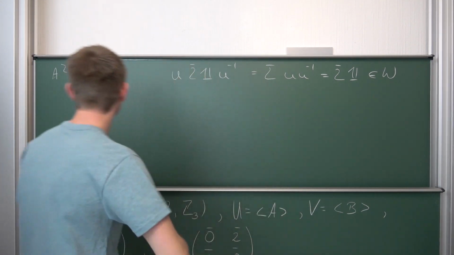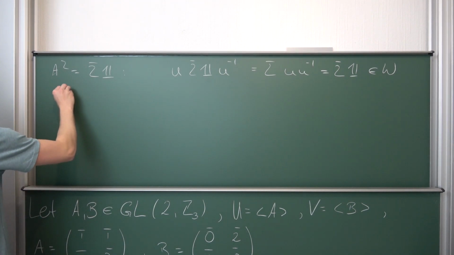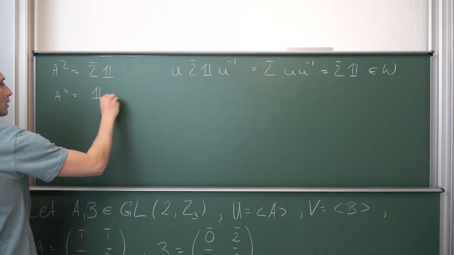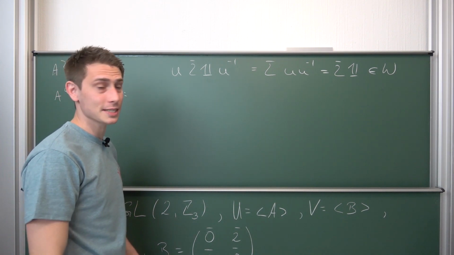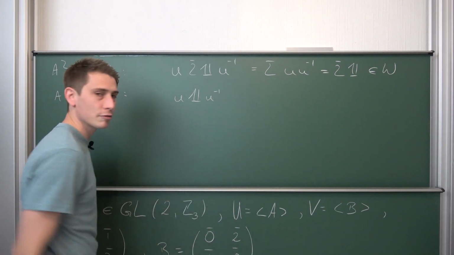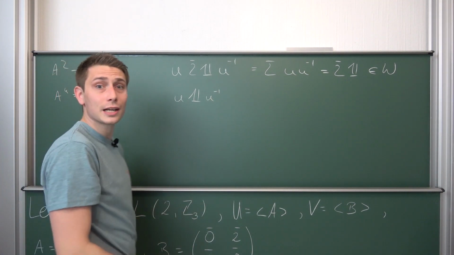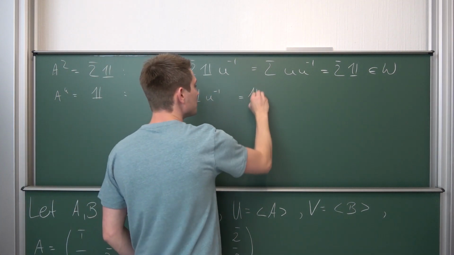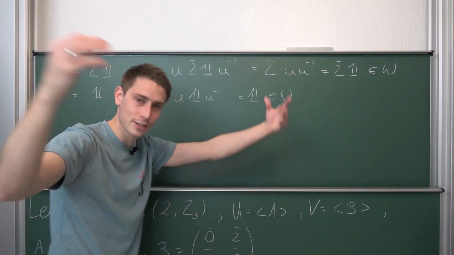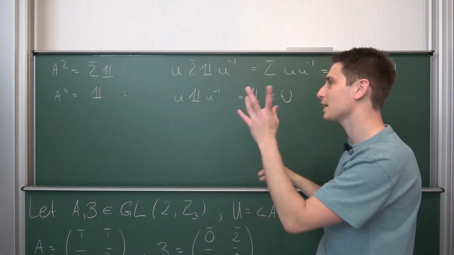Works out pretty nicely. Now next up is A to the 4th power, which is the second element in there. Well, this is nothing but the identity matrix, and you might have guessed it, U times the identity matrix times U to the -1 power. It's going to be U times U to the -1 power is just the identity matrix, which is indeed in W. And thus we are done. It's an enormous subgroup, isn't that amazing?